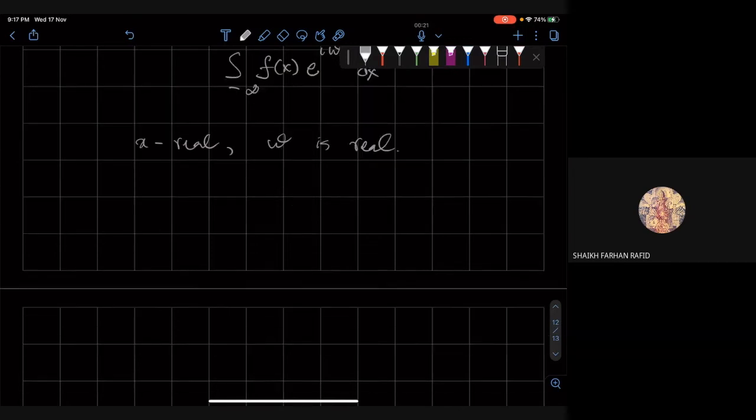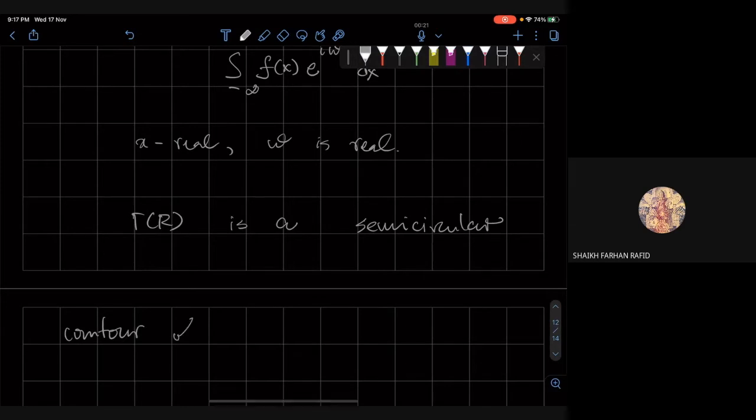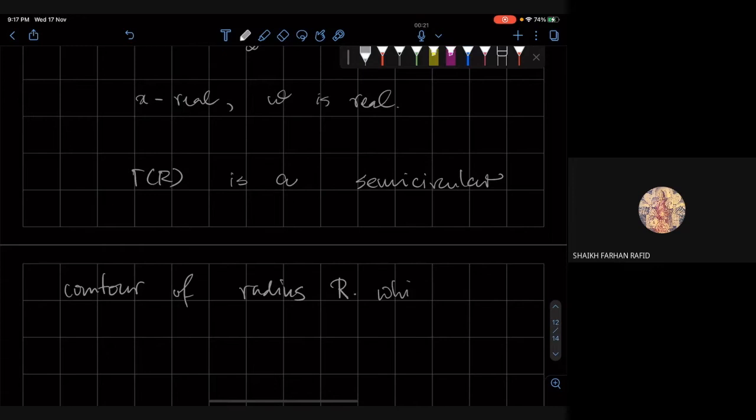So suppose gamma of r is a semicircular contour of radius r, which is centered at the origin.